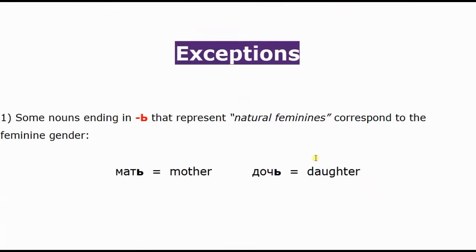There are some exceptions, of course. I already told you in my video on masculine gender nouns that there is a huge group of Russian nouns ending in the soft sign, and they can be divided into three genders. Some of them can be of the feminine gender, some of the masculine gender, and some of the neuter gender.